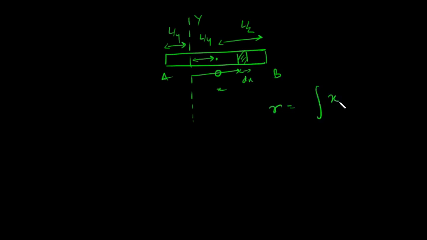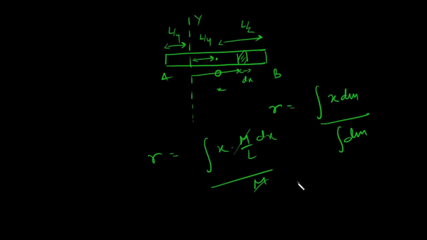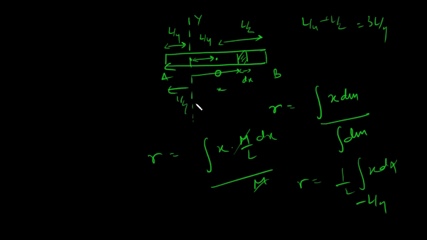R equal to integral x dm by integral dm, right? And this will be equal to integral x, this will be m over L dx by m. This cancels out. R would be equal to 1 over L integral x dx. What will be the limits now? Limits will be from minus L over 4, since this is L by 4. This is gone into negative because this axis we are assuming as origin, to L over 4 plus L over 2. This will be equal to 3L over 4. So this is L over 4 minus, and this whole is 3L over 4. So this will be equal to minus L by 4 to 3L by 4.